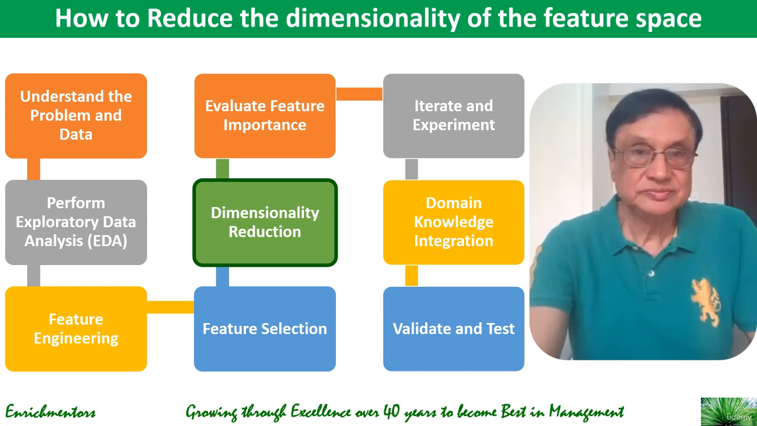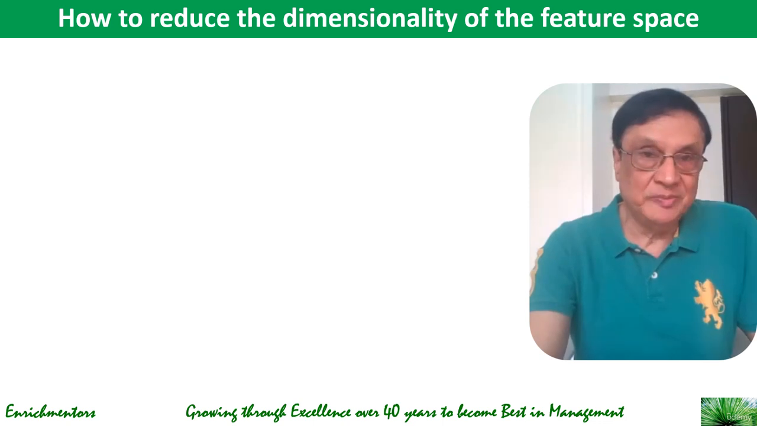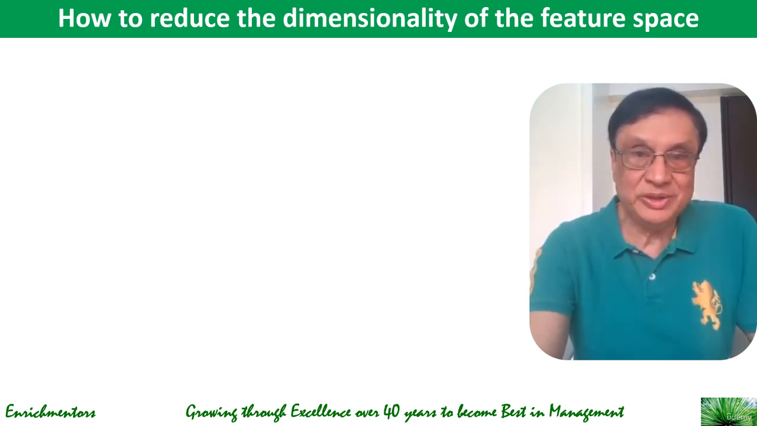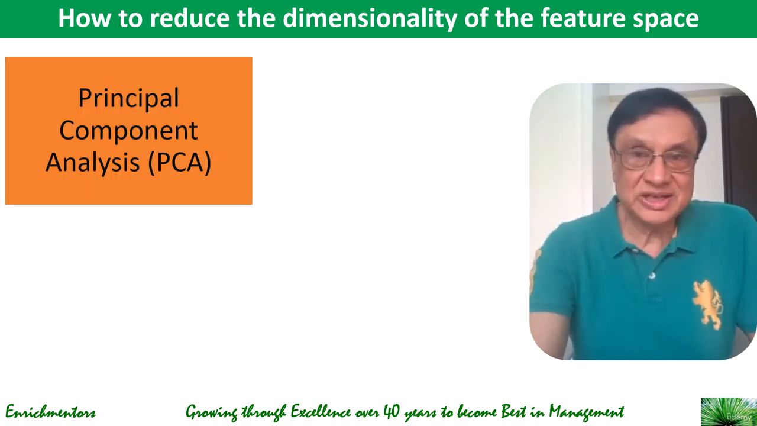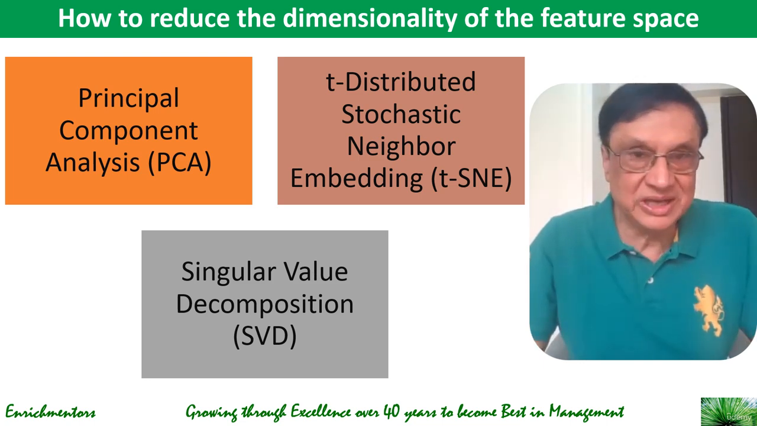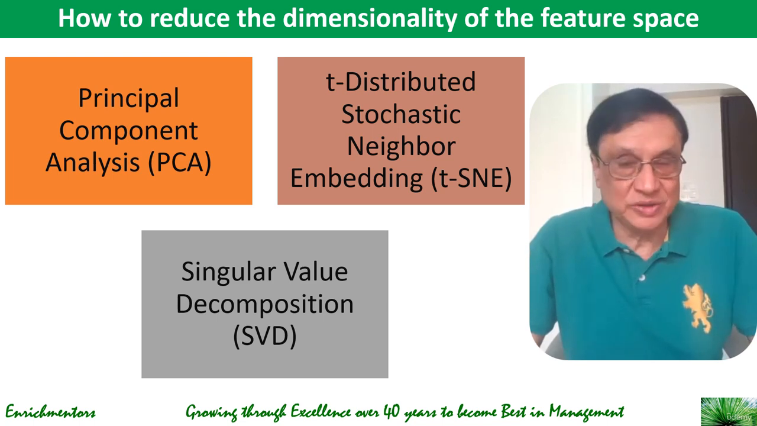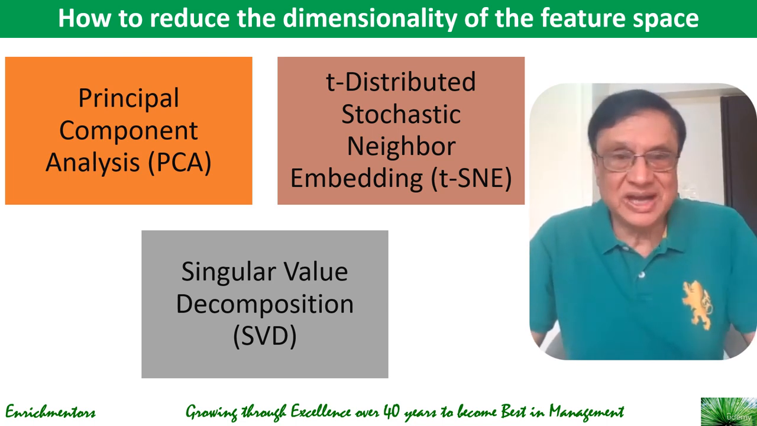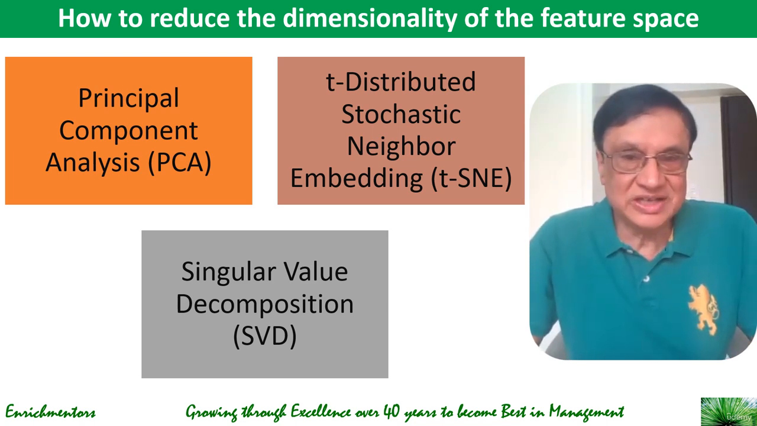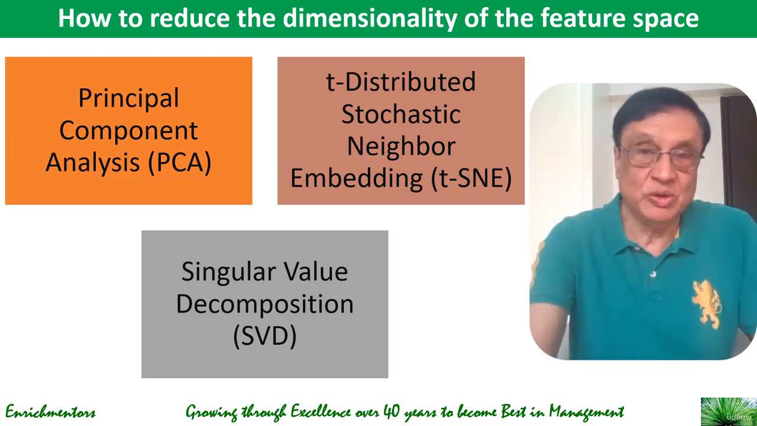Any thoughts? There are techniques that you can use now. There are techniques like principal component analysis. Also, there is a technique called T-distributed stochastic neighbor embedding and singular value decomposition. These can be used for dimensionality reduction. How? Let's take a look at each of these. And these days, most of these are available in various algorithms and programs, and you can directly use them by using the right program. And that's what we will show you as we go forward.